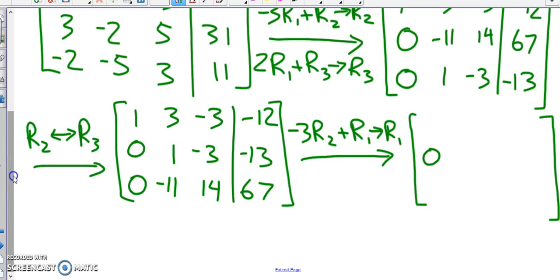So row 2 is going to stay the same. And now I need to calculate a new row 1. Well, because of this 0, the 1 is going to stay the same there. This is going to be a 0, and I really only have 2 numbers to figure out. So negative 3 times negative 3 is 9, plus negative 3 is 6. And then 39 minus 12 is 27.